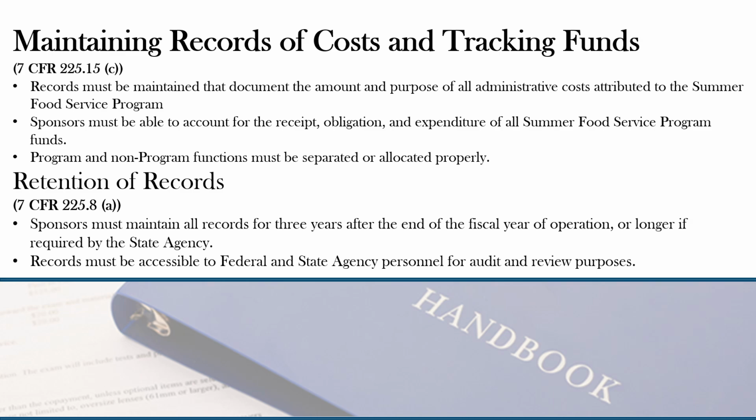Maintaining records of costs and tracking funds. Records must be maintained that document the amount and purpose of all administrative costs attributed to the Summer Food Service Program. Sponsors must be able to account for the receipt, obligation, and expenditure of all SFSP funds. Program and non-program functions must be separated or allocated properly. Retention of records, as mentioned earlier: records must be disposed of after 3 years if there are no unresolved audit findings or the program is not under investigation.